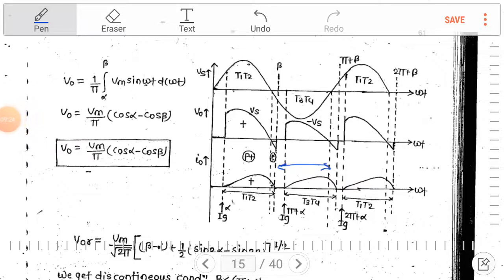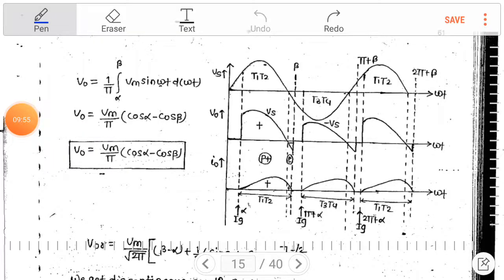In the previous resistive load, we have seen that the circuit turn off time was taken from pi to 2 pi, but here due to inductance, the thyristor is not turned off up to beta. So at beta the thyristor is turned off, so we take the circuit turn off time from beta to 2 pi. So the circuit turn off time here is omega tc equal to 2 pi minus beta.